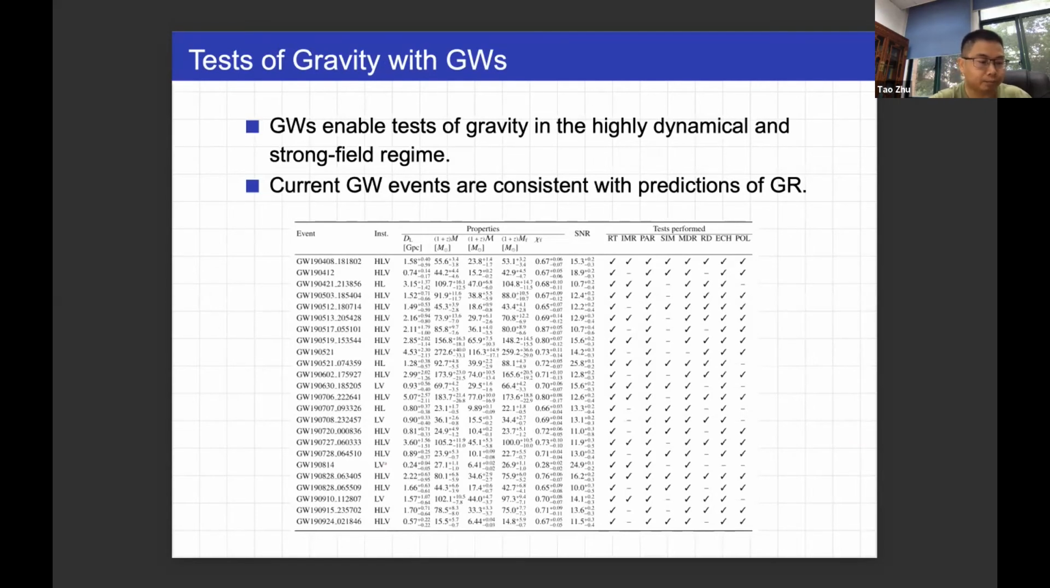In fact, from the analysis of all the released gravitational wave data, it is shown that all the currently observed events are consistent with the predictions of general relativity. This, on the other hand, also provides an opportunity to probe or constrain different modifications of general relativity with current and future observations of gravitational waves.